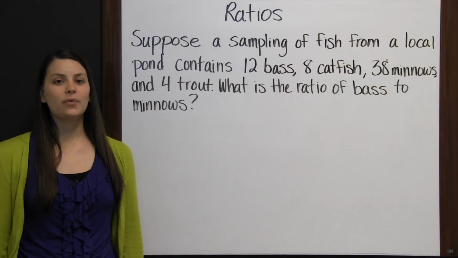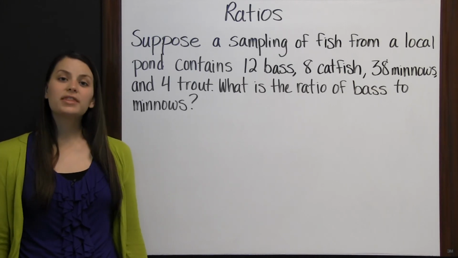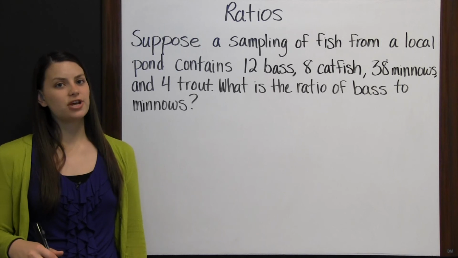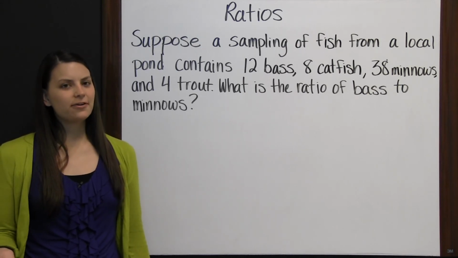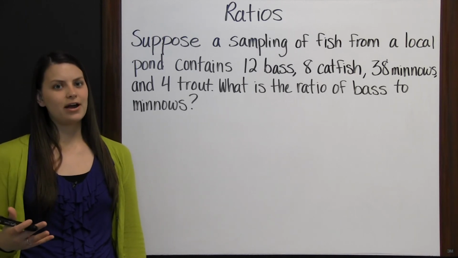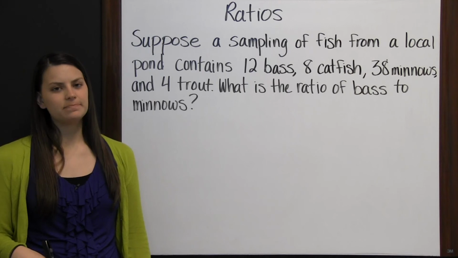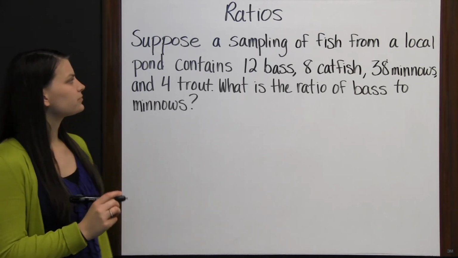Ratios. A ratio is a comparison between two quantities. You can think of a ratio like a fraction. And since it's just like a fraction, a comparison of two numbers, it is treated a lot like a fraction, meaning you're going to simplify it anytime you can. Let's look at this problem.